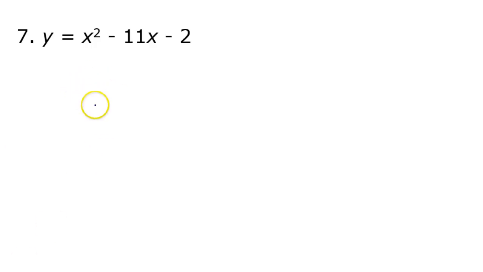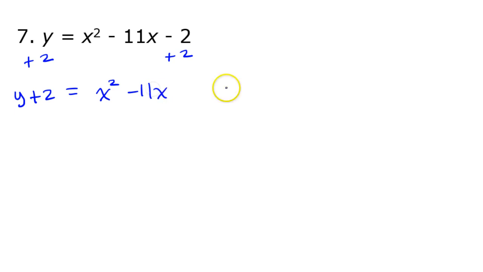Number 7 is another one just like number 6. So go ahead and pause the video and try to do this one by yourself. I'm going to assume that you did that. So let's go ahead and add 2 to both sides. So that's going to give us y plus 2 is equal to x squared minus 11x.